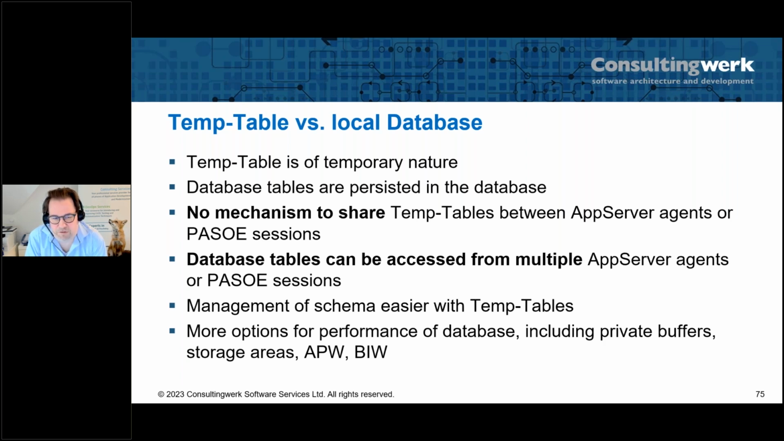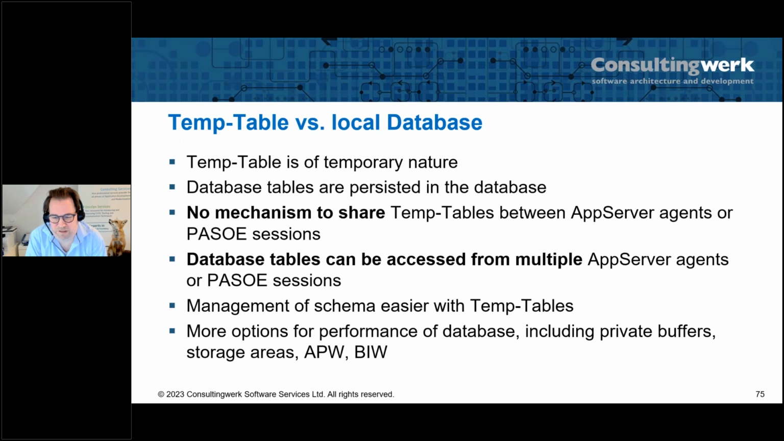The Progress AppServer has no mechanism to share temp tables between AppServer agents or PASOE sessions. I've heard years ago, around the time of OpenEdge 10, when OpenEdge 11 was being planned, there were thoughts about shared agent temp tables, etc., but that has never been implemented. I could only assume that Progress came to the conclusion that using a local database instead provides much of the same benefits for much less development cost for Progress.